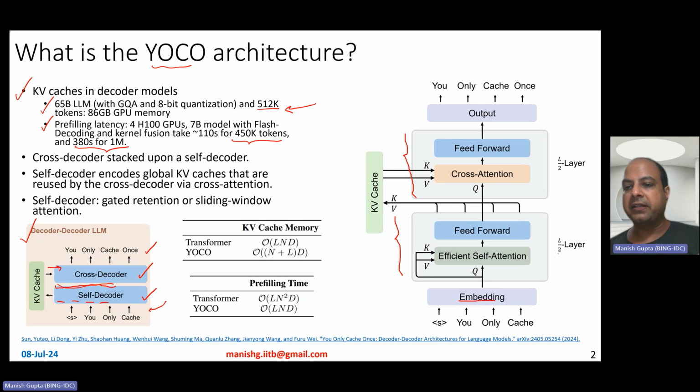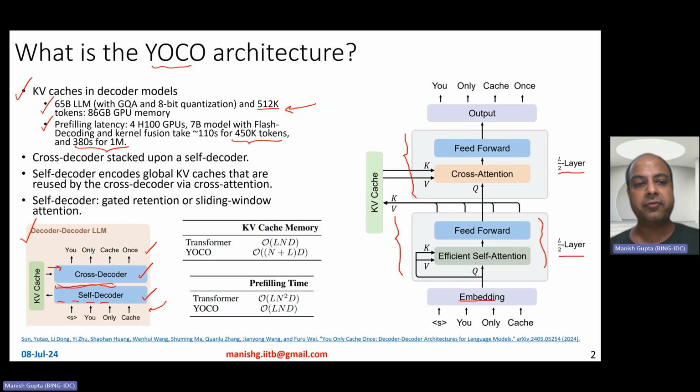And as you notice, it's basically written out there as well. So L by 2 layers of self decoder, L by 2 layers of cross decoder. Okay. So now, if you notice, the self decoder essentially computes the QKVs, and then it uses the typical multi-head self-attention, but actually uses this efficient self-attention.